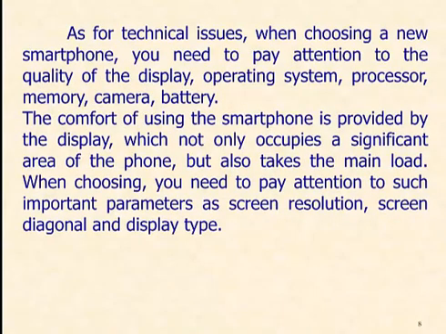As for technical issues, when choosing a new smartphone, you need to pay attention to the quality of the display, operating system, processor, memory, camera, battery. The comfort of using the smartphone is provided by the display, which not only occupies a significant area of the phone, but also takes the main load. It means every time you use your phone, of course you use it through the display.